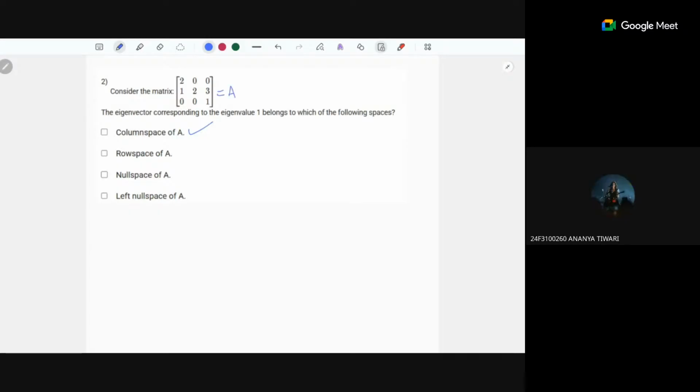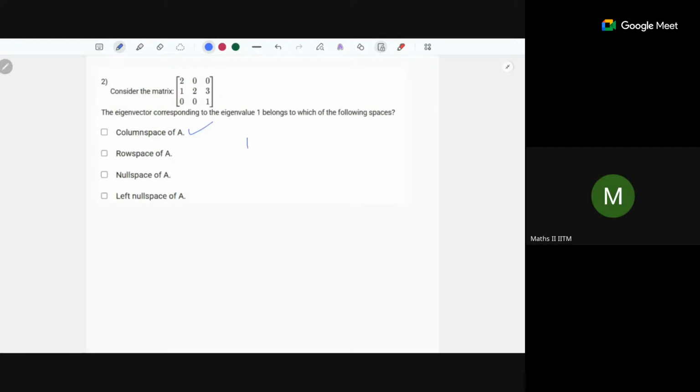So how did you say that column space of it? Yeah, column space I explained, right? I just explained column space. Sir, but that was A transpose, right? No, that was not A transpose. That was A only. Okay, sir.